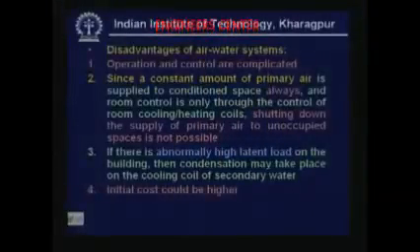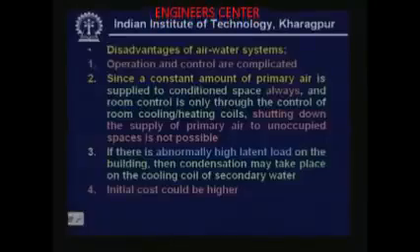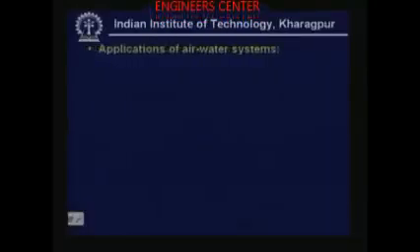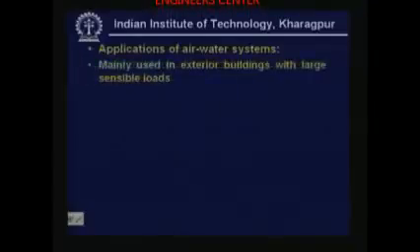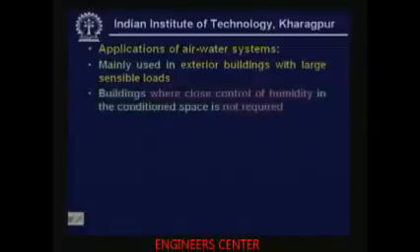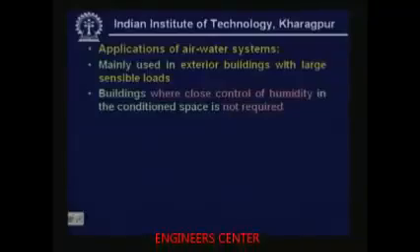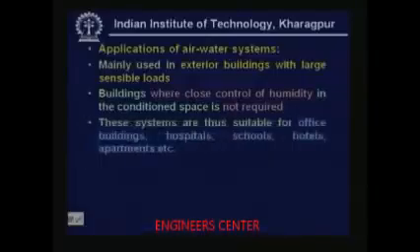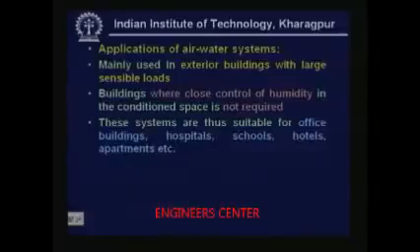Okay, so these are the disadvantages of air water systems, and in general the initial cost of air water systems could be higher compared to all air or all water systems. And what are the applications of air water systems? They are mainly used in exterior buildings, for example for perimeter zones with large sensible loads, and they are also used in buildings where close control of humidity in the conditioned space is not required. That means if you want close control of humidity, you cannot use this system, and these systems are thus suitable for office buildings, hospitals, schools, hotels, apartments, etc.